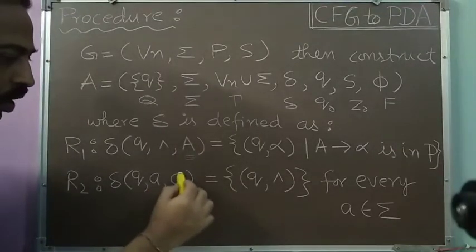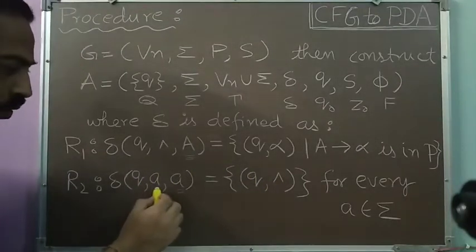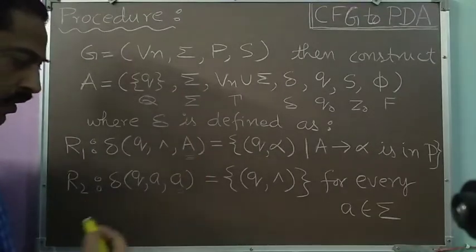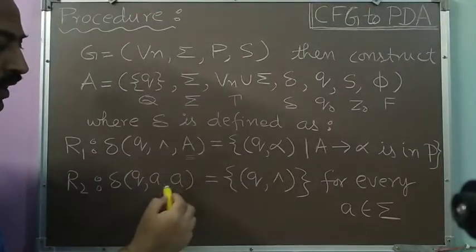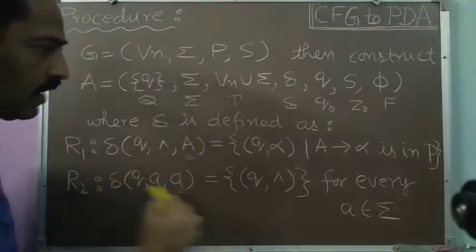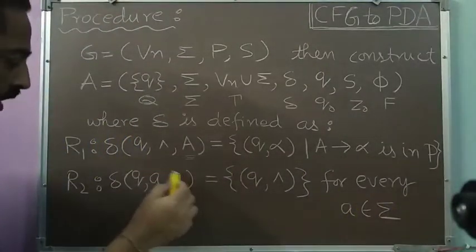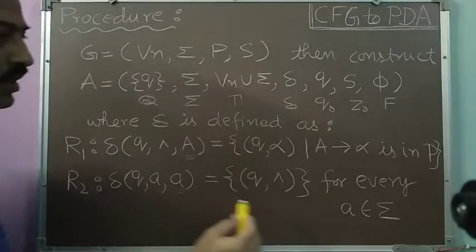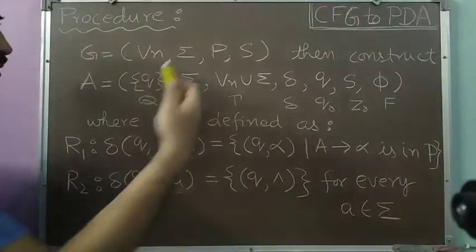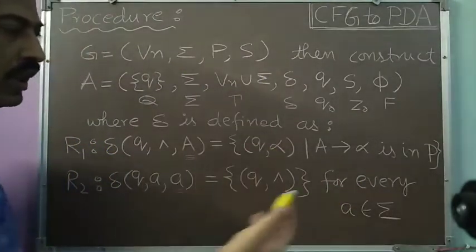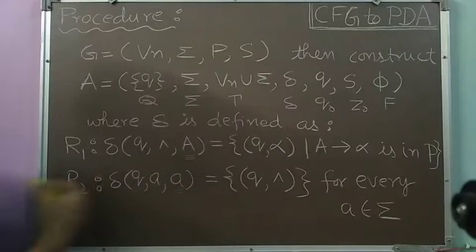So in this case, the topmost pushdown store symbol, that is the terminal a, will be removed from the pushdown store. I will consume one input symbol from my input, and I will be erasing the topmost symbol, that is the same terminal, over the pushdown store. This I will be doing for every a belonging to sigma. So the number of transitions will be equal to the number of terminals in my language. If I have, suppose, 3 terminals in my language, 3 such rules I have to write. Corresponding to each terminal, I have to write one such rule.